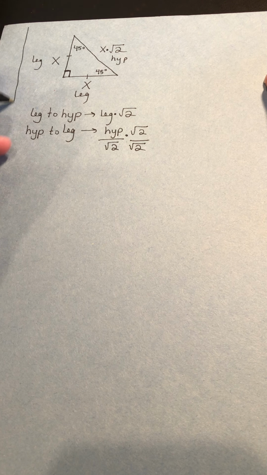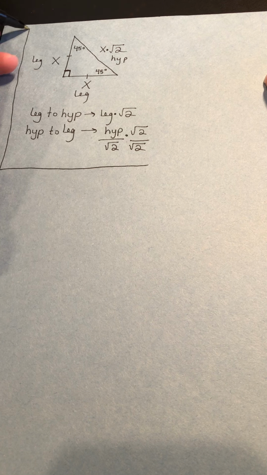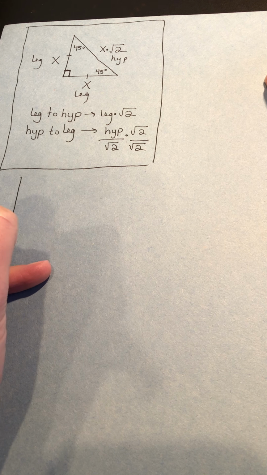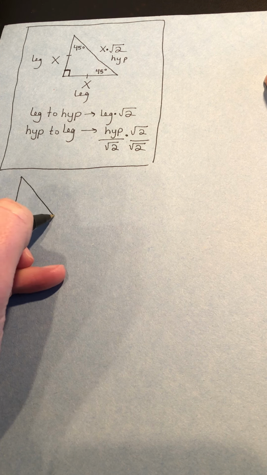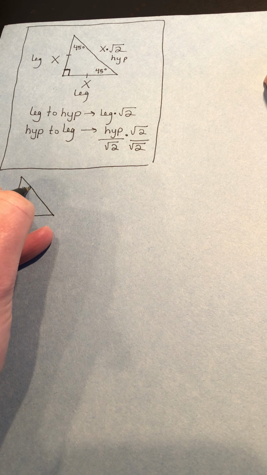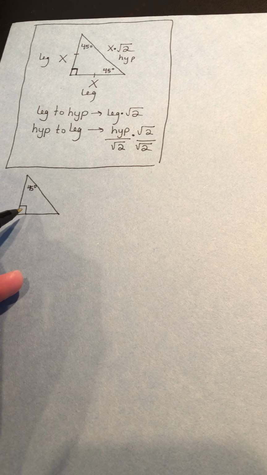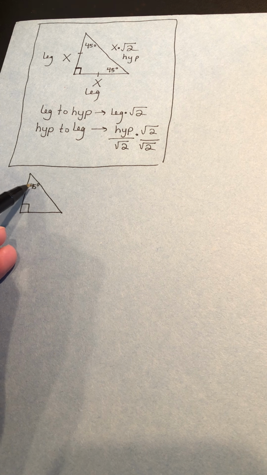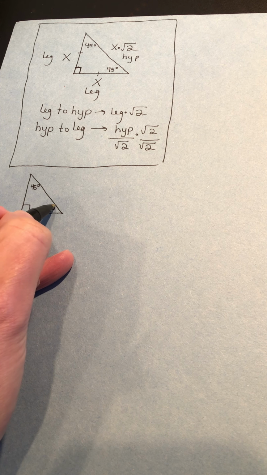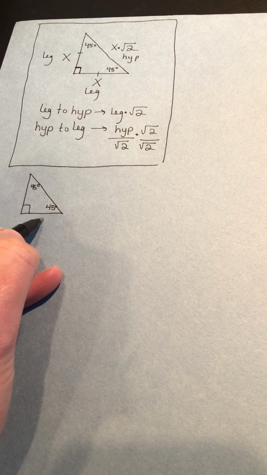All right, so using these rules, let's see if we can do some examples. Example 1. So I'm given a 45, 45, 90 triangle. And a lot of times in these examples, you'll be given just one angle, but I always want you to make sure that you fill in the other one. It just makes things easier. And let's say that we're given that this side is 8. Okay, and the question says, hey, fill in all the missing sides. So fill in these other two sides.